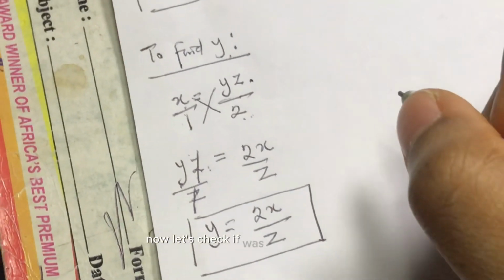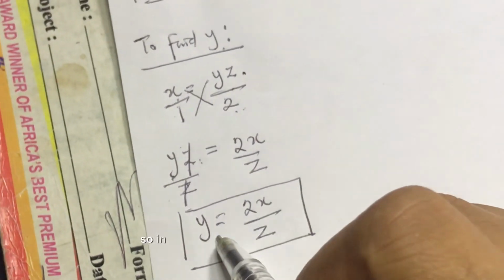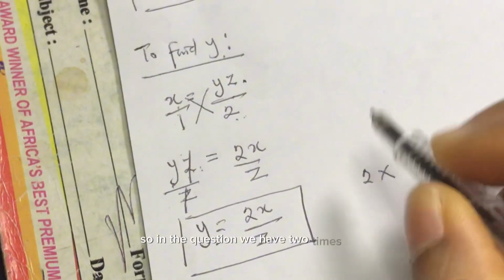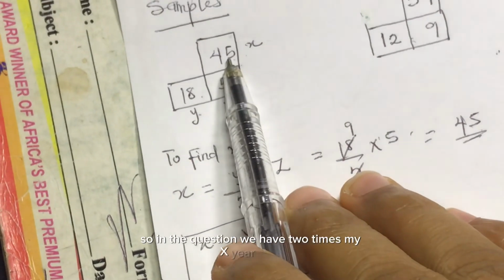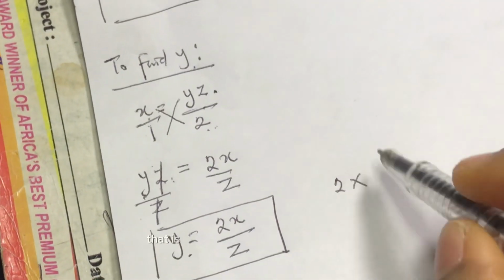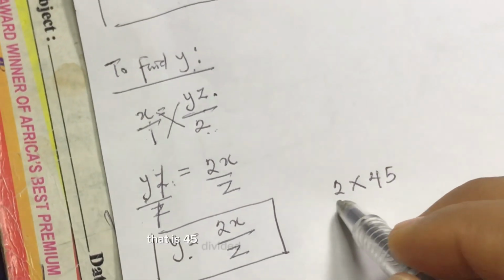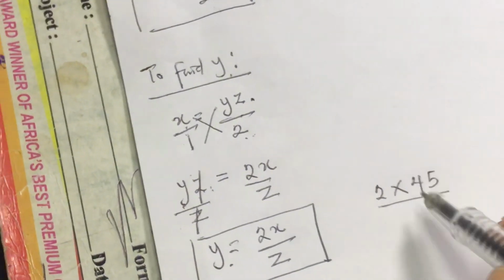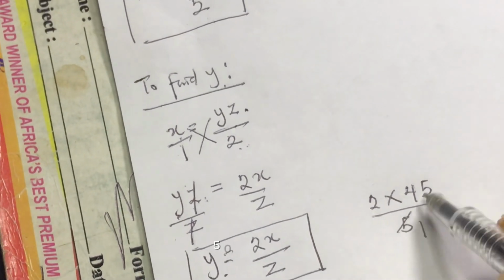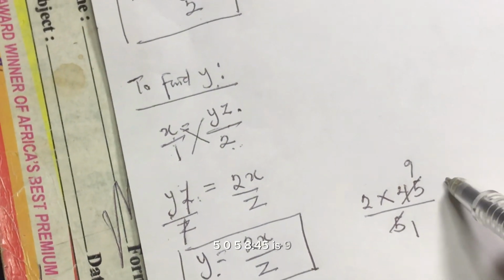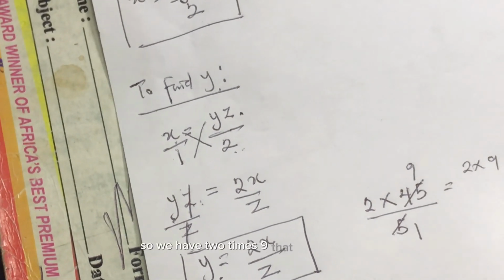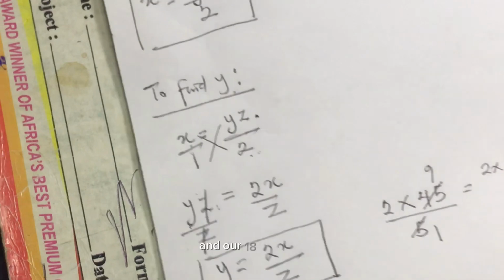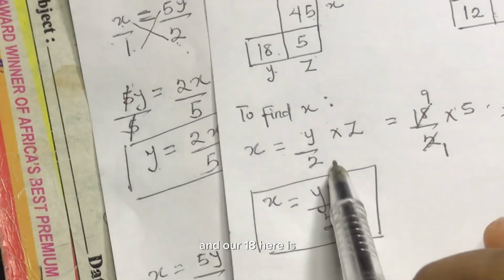Now let's check if what we did is right or wrong. In the question, we have 2 times my X, which is 45, divided by the Z, which is 5. 5 in 45 is 9. So we have 2 times 9, that should be 18. And our 18 here is Y. So it simply means the formula is correct.